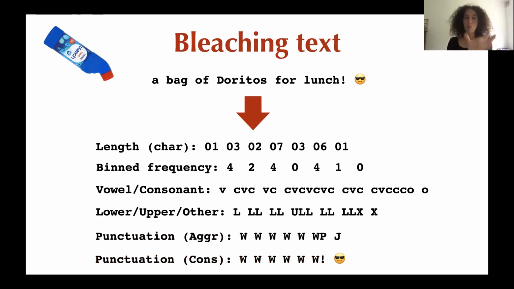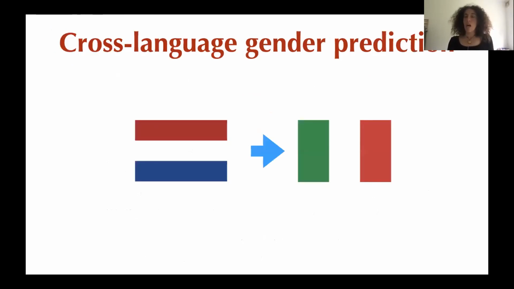And now what do we do with the bleached representation? We train models in the same way that we did before. This allows us to circumvent the problem of strongly evident lexical information. So it reduces it, but still maintains some signal. And we do it to a bigger extent, we thought, than cross-genre, because we do it cross-language. So for example, we train on bleached Dutch and we test on bleached Italian.